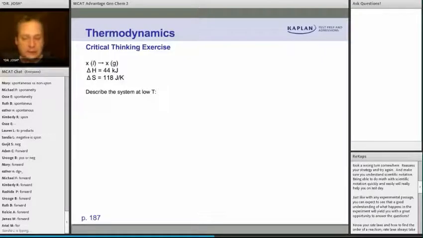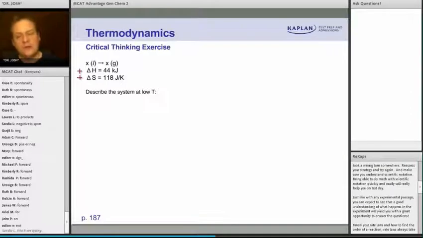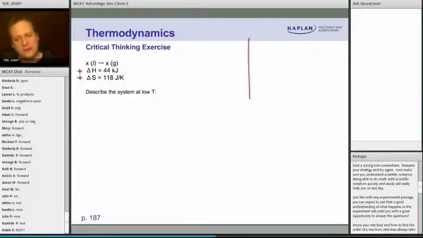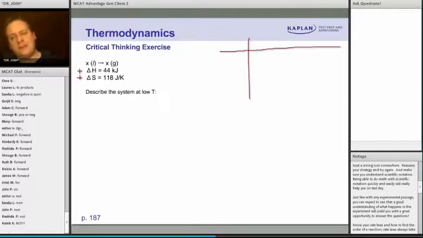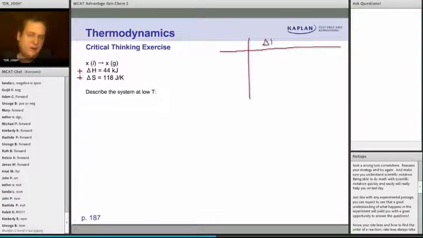We can see that working out for us here. So we've got a couple of critical thinking questions to ask us. Let's dig a little bit deeper into Gibbs free energy. So this one wants to describe the system at a low temperature. And note you have a positive delta H and a positive delta S. So if you have a low temperature, is this going to be spontaneous or not? Spontaneous.